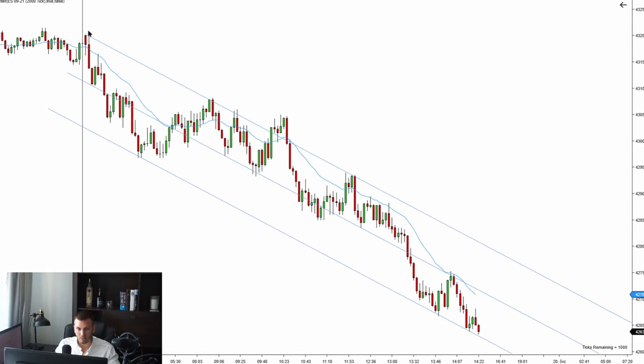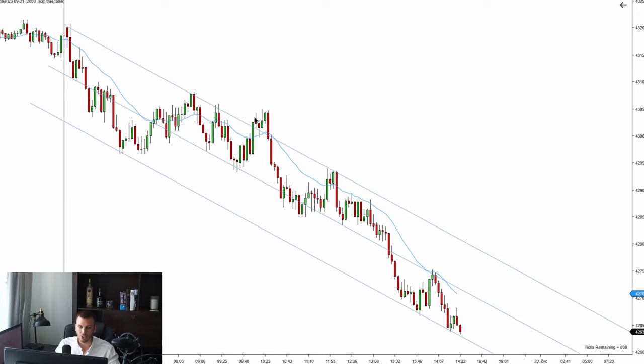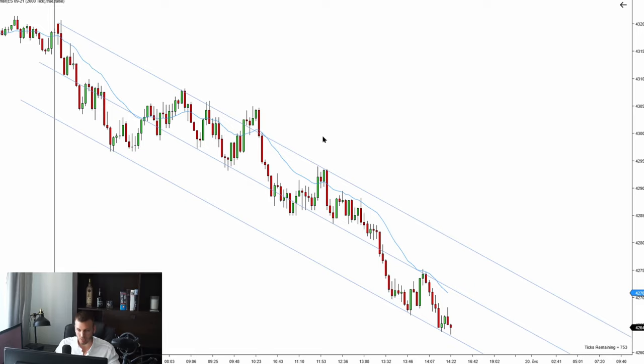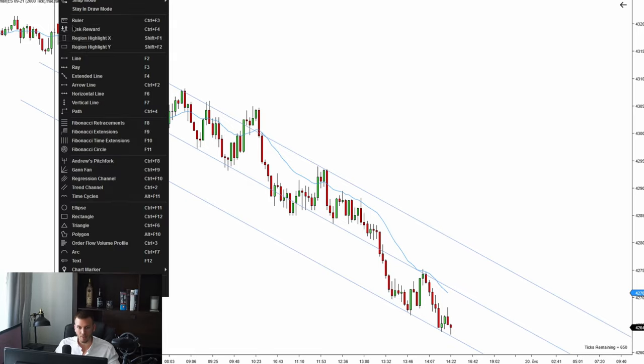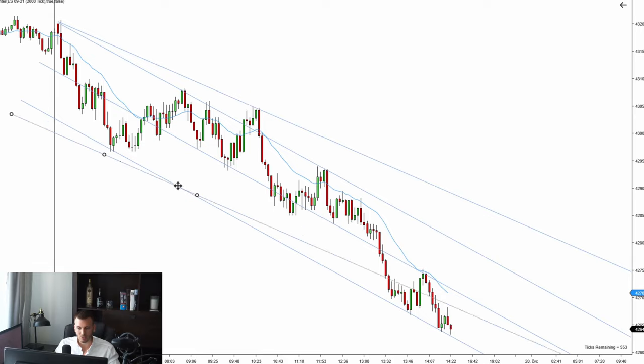We have the start of the channel right here, and confirmation right here. This is the third bounce of the channel, and it nicely confirmed the channel. We have a break of this channel right here, but a lot of times when you have a break in the overnight session, it doesn't count because the regular traders are not trading yet. So I think this is what's happening right here. If I make the channel a little bit wider, I only have two touches and it doesn't really fit the lows that much. So this is why I ended up using this downtrend.